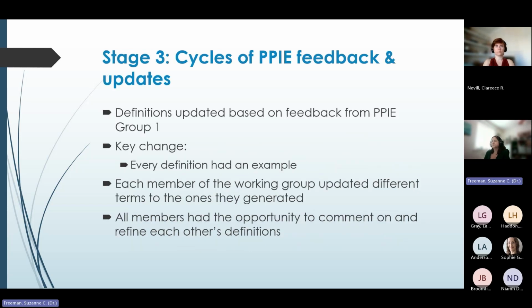So we then entered stage 3, which was cycles of PPIE feedback and updates. Following that first meeting, we updated all 64 terms in the glossary based on their feedback. The key change was ensuring that every definition had an example and was at a reading age of less than 10 years. Each member of the working group updated different terms to the ones they had initially generated, and then we all had the opportunity to comment on and refine each other's definitions.